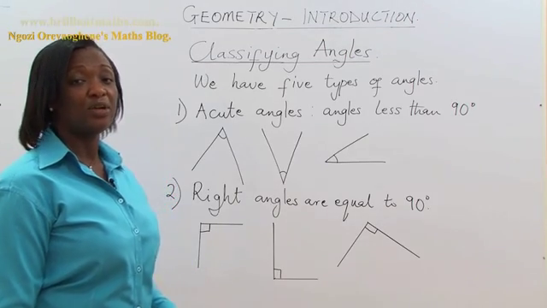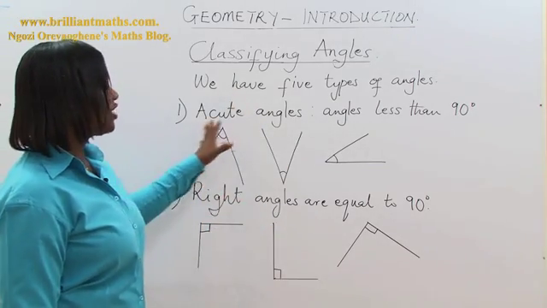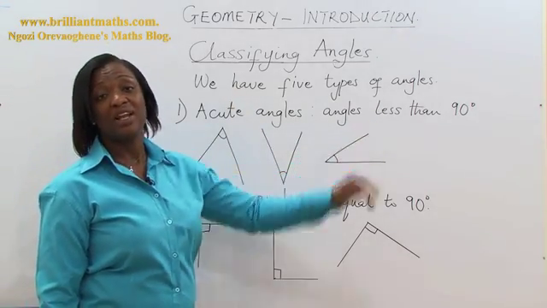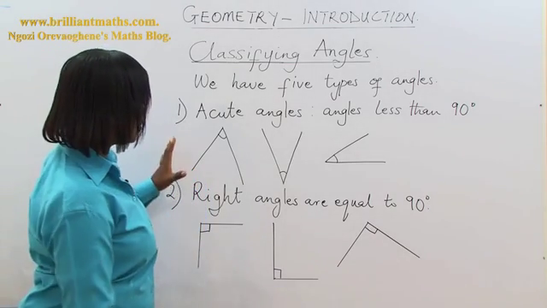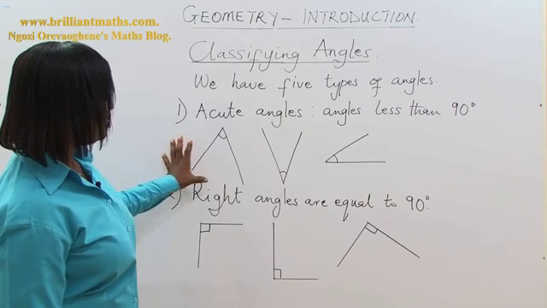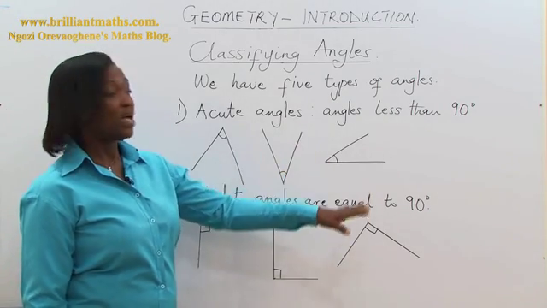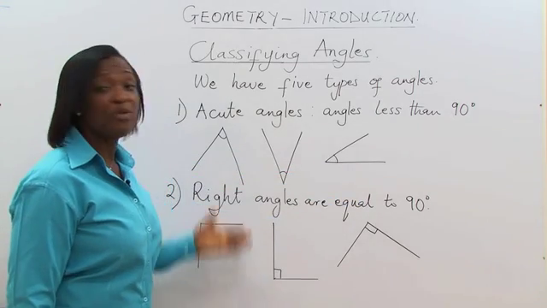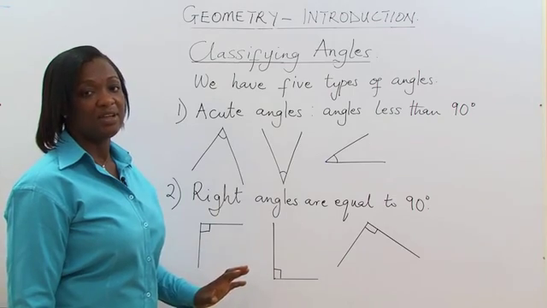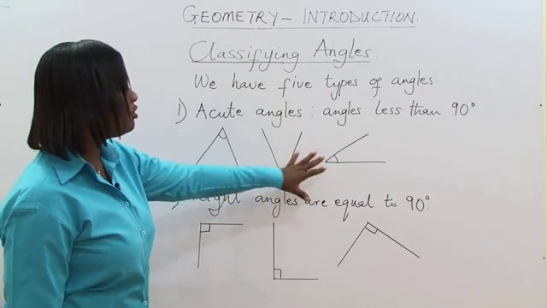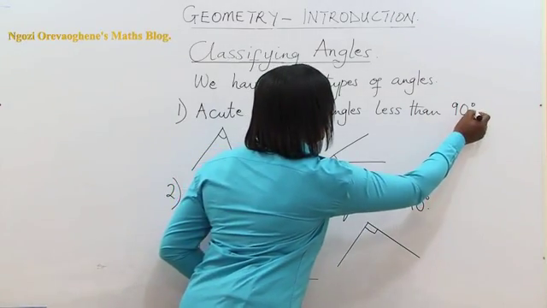Still classifying angles, we have 5 types of angles. One, we have acute angles. Acute angles are angles that are less than 90 degrees. The turn is very small, as we can see. This is an acute angle. This is also an acute angle. We have a third acute angle there. It really doesn't matter the direction the angles are facing. The fact is that these angles are all less than 90 degrees.